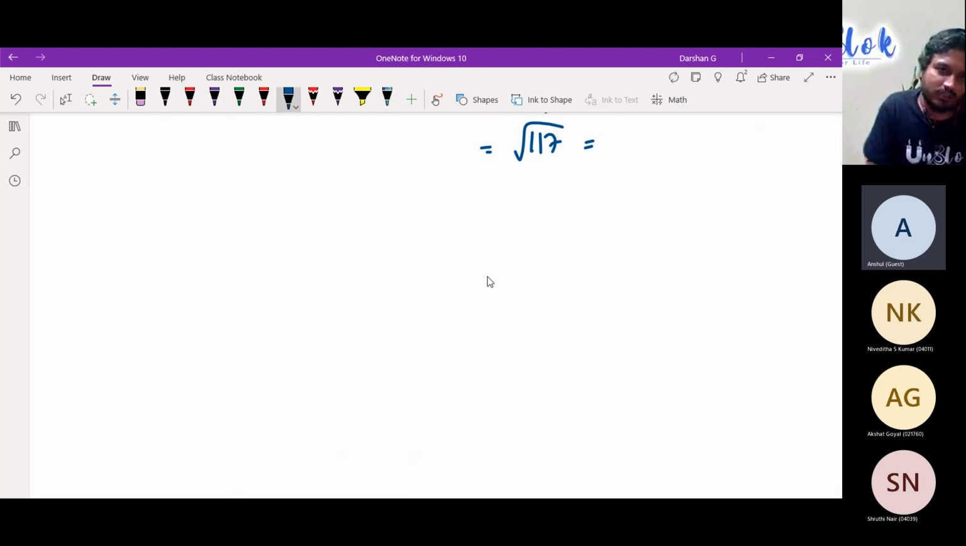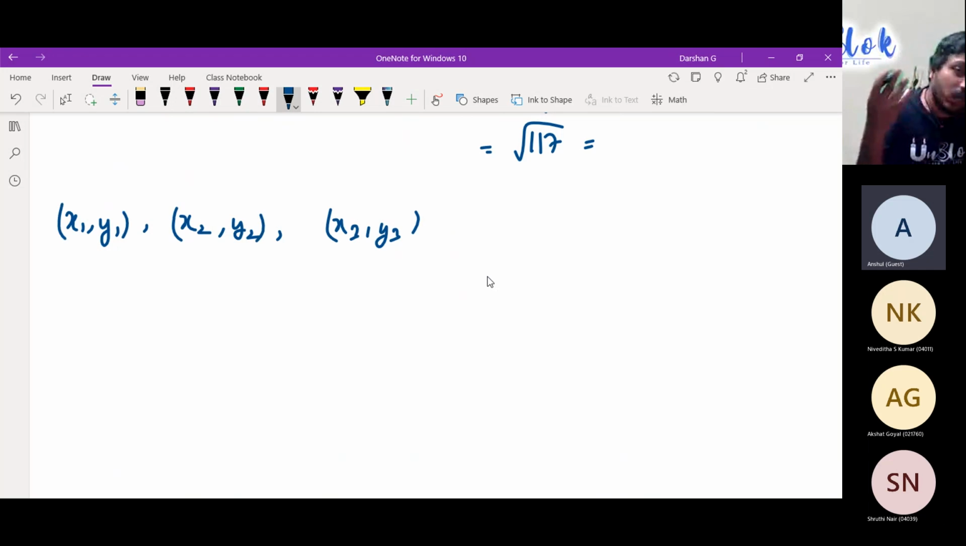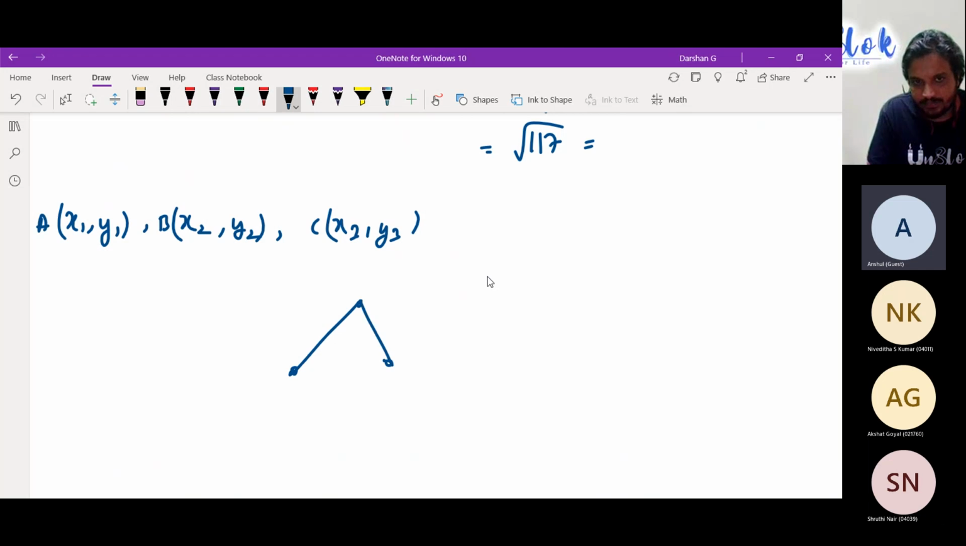They will give you 3 points. Tell x1 comma y1, we'll also take an example x2 comma y2, x3 comma y3. They'll give you 3 points and they'll tell where these 3 points lie. They might tell or they might not tell, but they might tell this is A, this is B, this is C. So you know it is continuous.